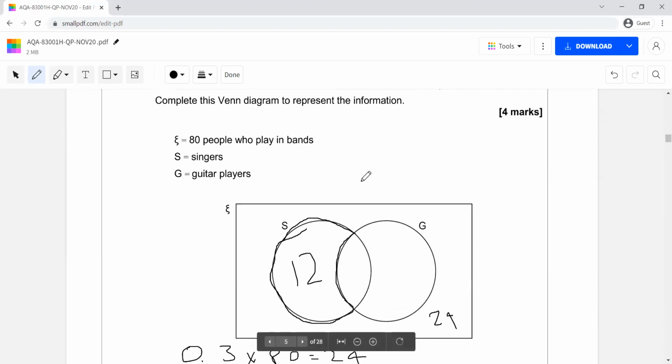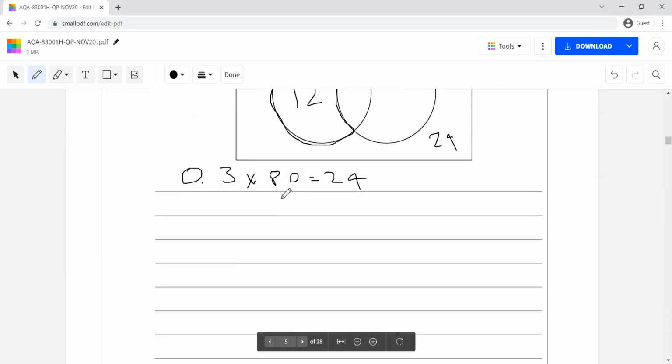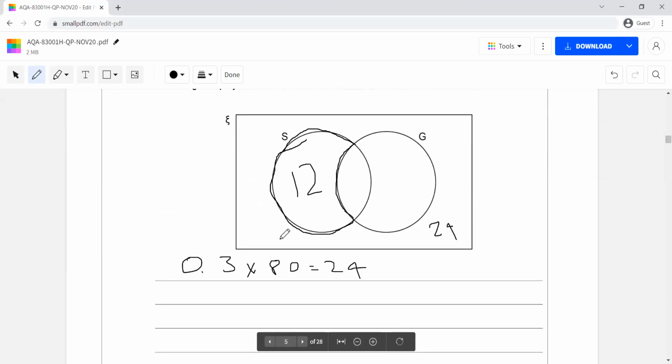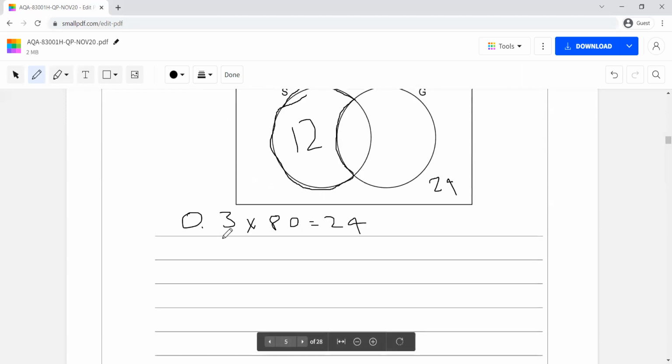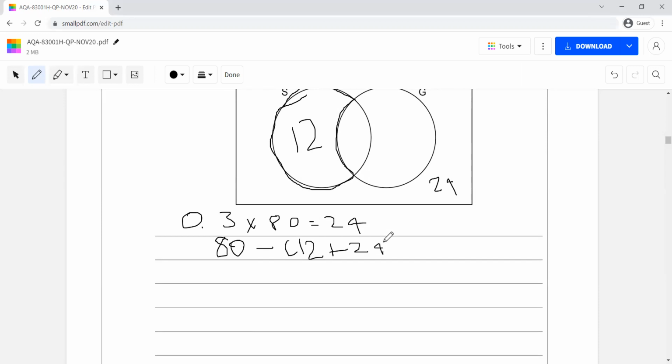So first we need to work out how many guitar players there are in total. Okay, so we can work that out by doing 80 minus 12 plus 24. So that's equal to 80 minus 36, which is 44. So 44 guitar players.